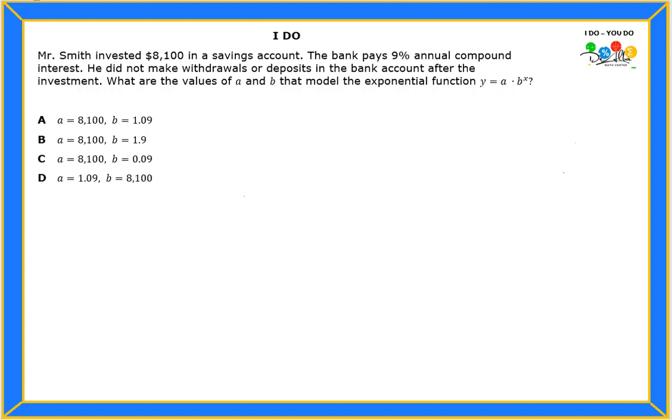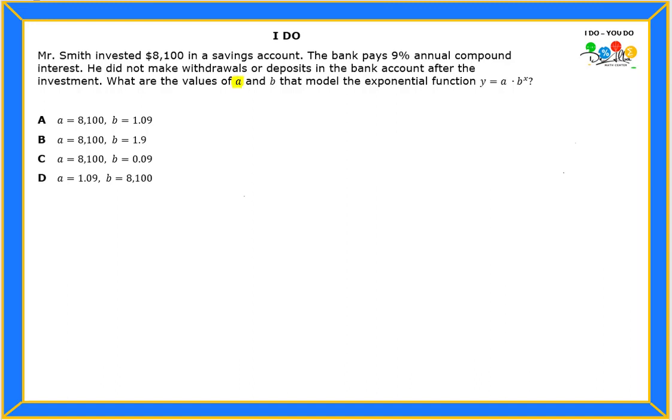And it says, Mr. Smith invested $8,100 in a saving account. The bank pays 9% annual compound interest. He did not make withdrawals or deposits in the bank account after the investment. What are the values of A and B that models the exponential function y equals a times b to the x power? Okay, so what am I looking for?